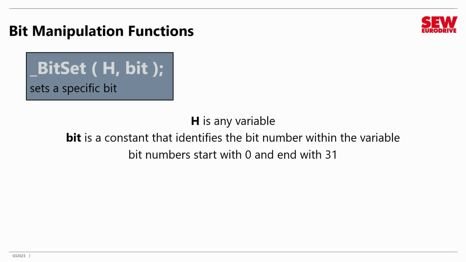There's also bit set, which does exactly the same thing and works in exactly the same way, except instead of clearing the bit, it sets it. So send it a variable and then a number from 0 to 31, and it will change that specific bit.